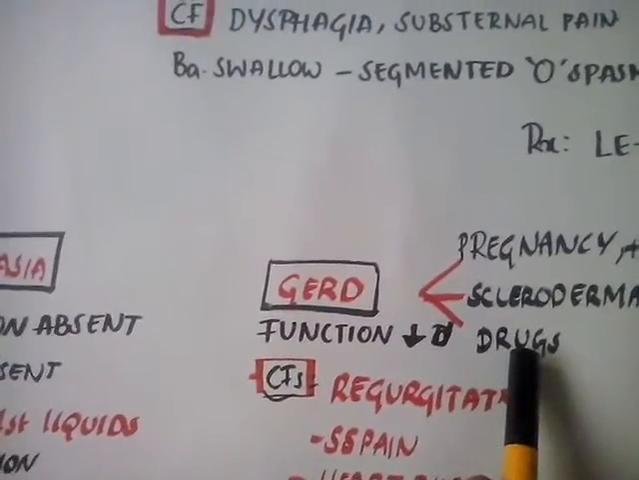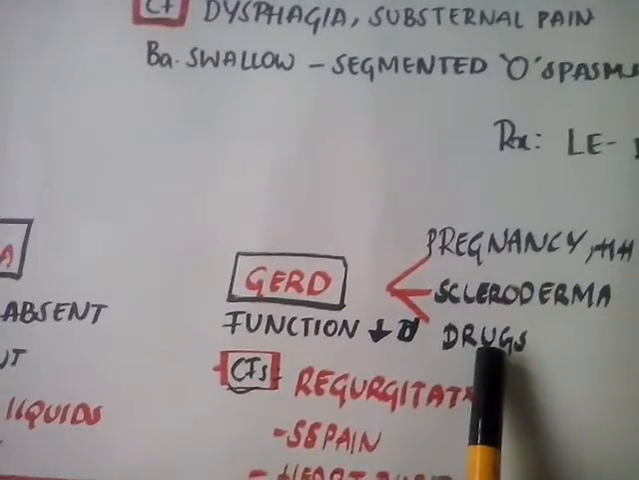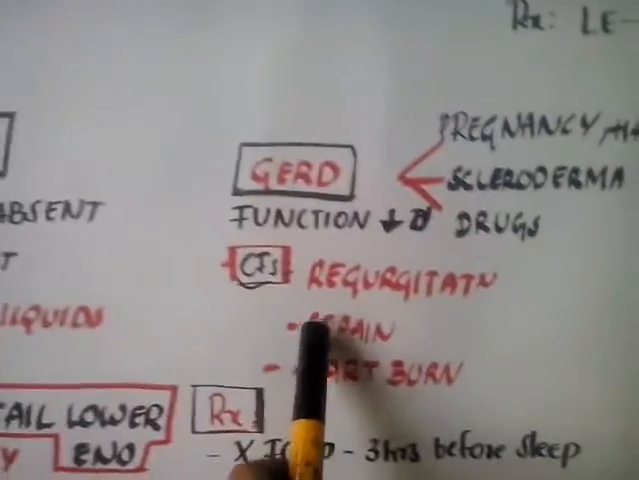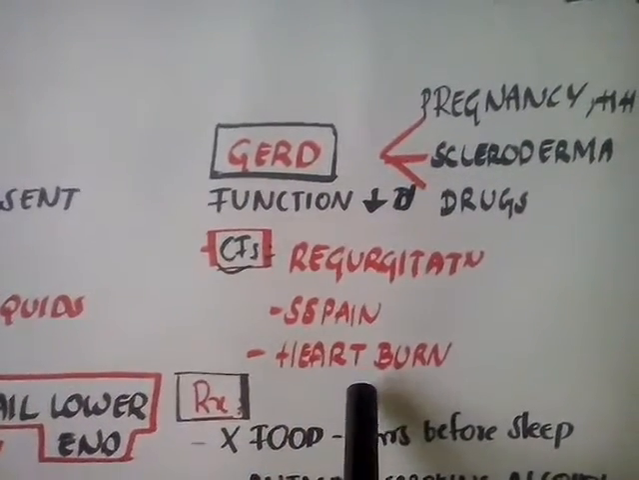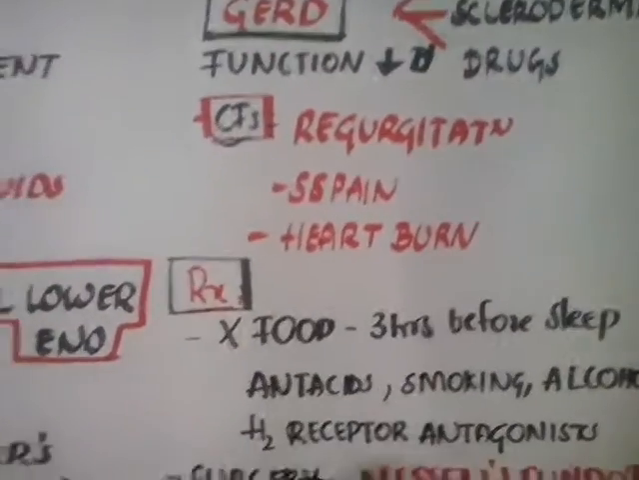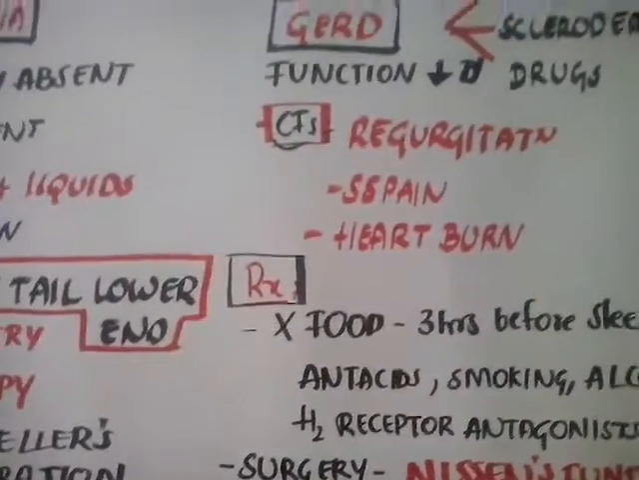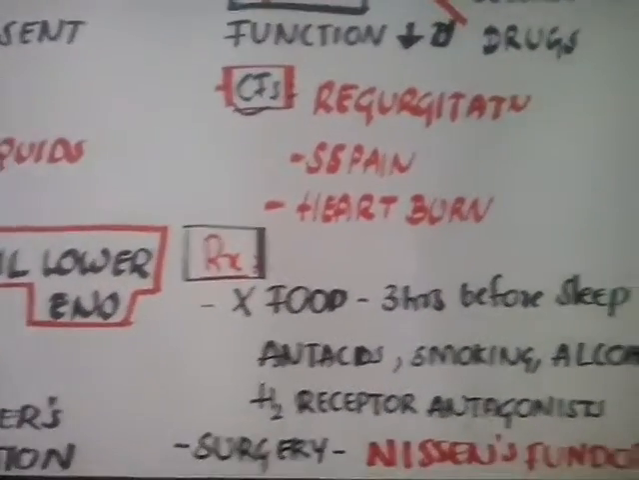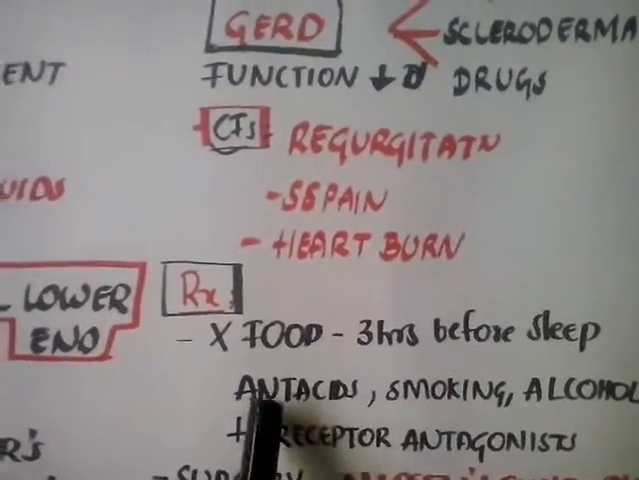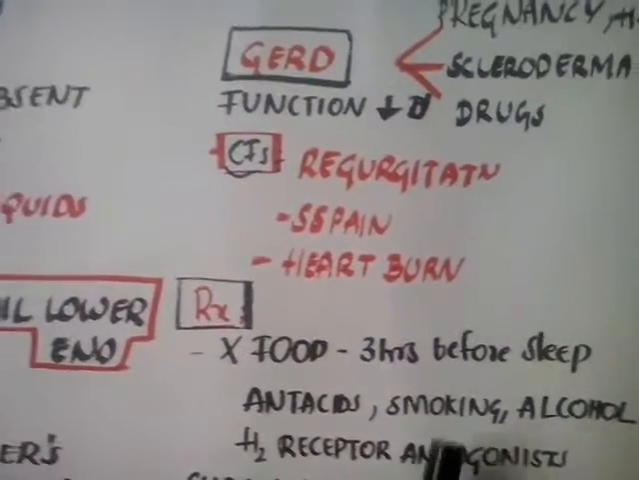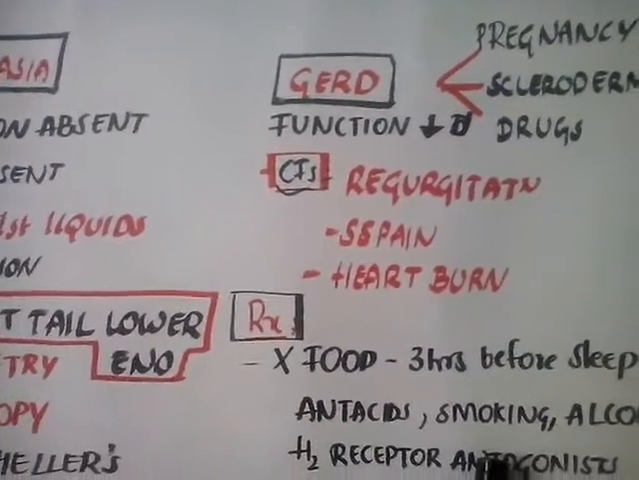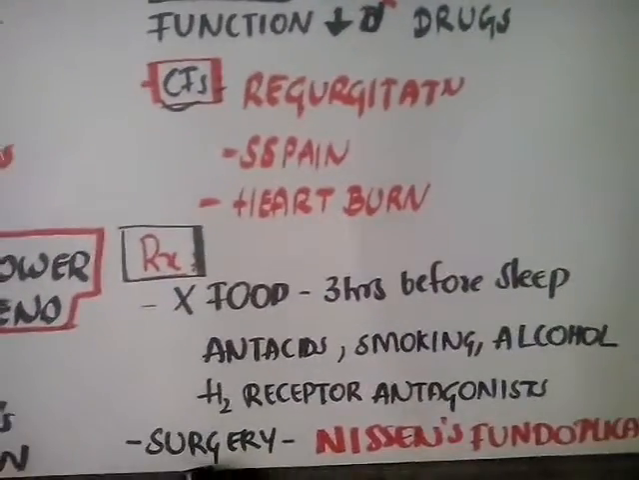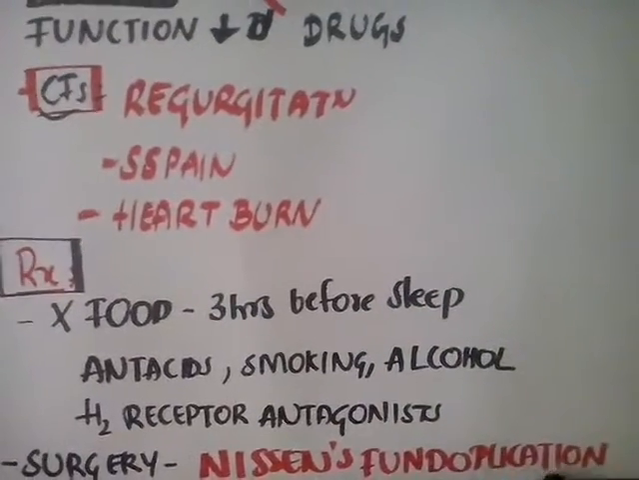Drugs that relax the smooth muscle like anticholinergics, beta-adrenergics, calcium channel blockers. Clinical features: regurgitation, substernal pain, and heartburn. Treatment: elevation of head of the bed at night and avoiding food 3 hours before sleep. Avoid antacids, smoking, alcohol, caffeine, chocolates, mints, and drugs like H2 receptor antagonists. And surgery: Nissen's fundoplication.